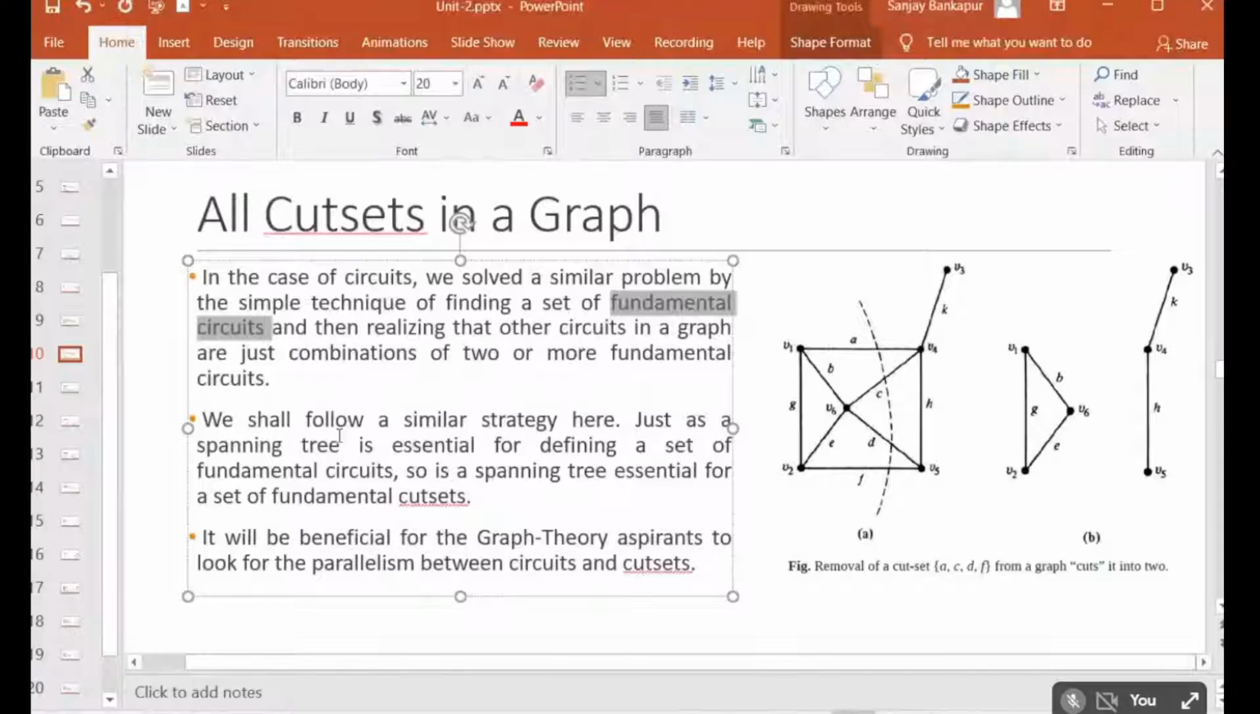Why the fundamental circuit came into the picture is, we were trying to find, from a given spanning tree, the other spanning tree, right? How we did that is, we removed one edge, that is one branch, and added a chord that becomes a branch. Cyclic operations. And in that case, while adding a chord to a spanning tree, it becomes one circuit. It should have only one circuit. That is what a fundamental circuit is.